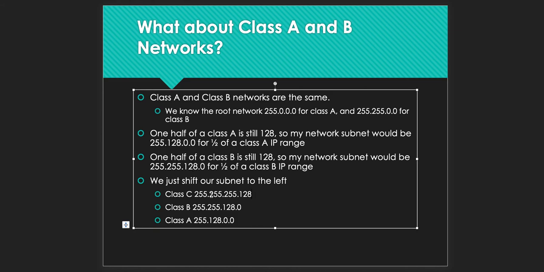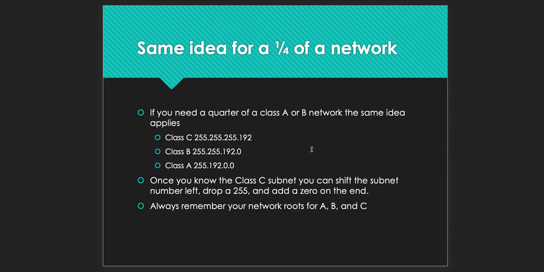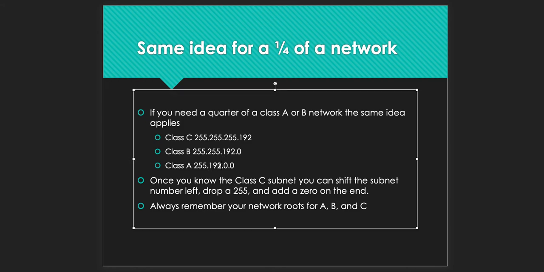We can just shift ourselves to the left as we go through to grab that. But remember, that shifting left and that counting of these full blocks is what's going to help you get to your CIDR block really super quick and easy. So again, if you need a quarter of a Class A or B, same idea applies, right? As you go through, you can still break it up, and there's your quarter by just using 192. It can be 64 or 192. It depends on where you are with it. I just tend to go backwards on this. So once you know that you can shift the subnet number left and drop a 255 and add a 0, then you already know what your network roots are for A, B, and C. It's really easy to just start tacking on your CIDR blocking.